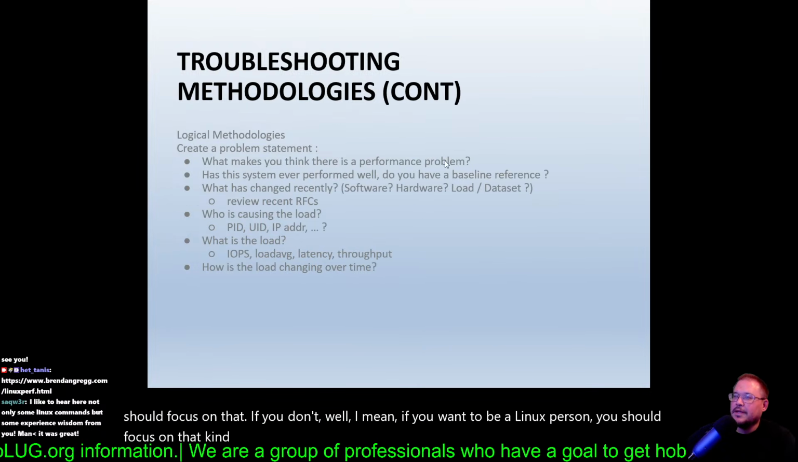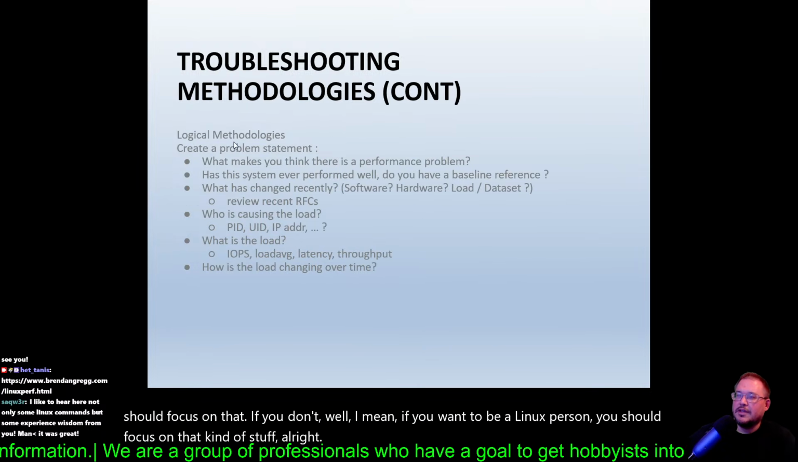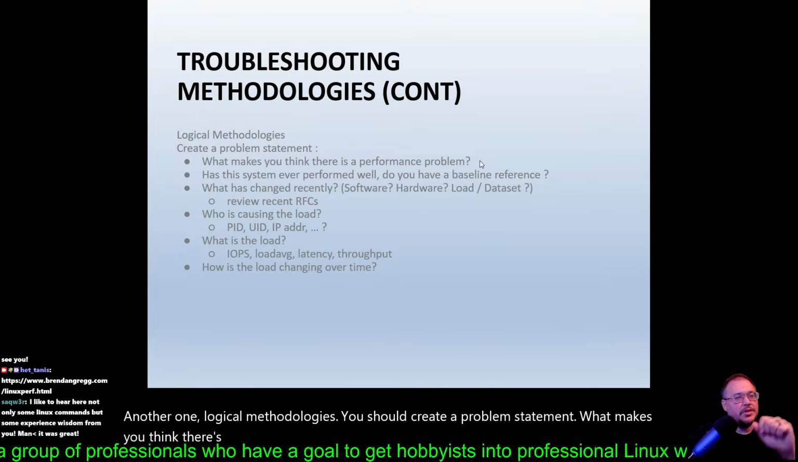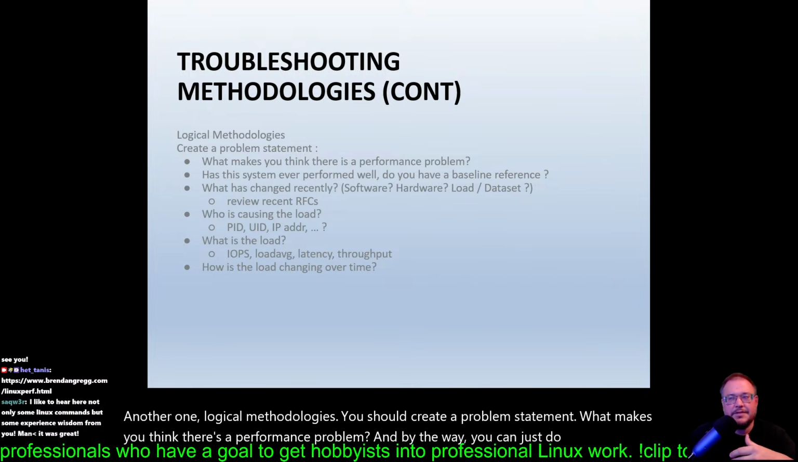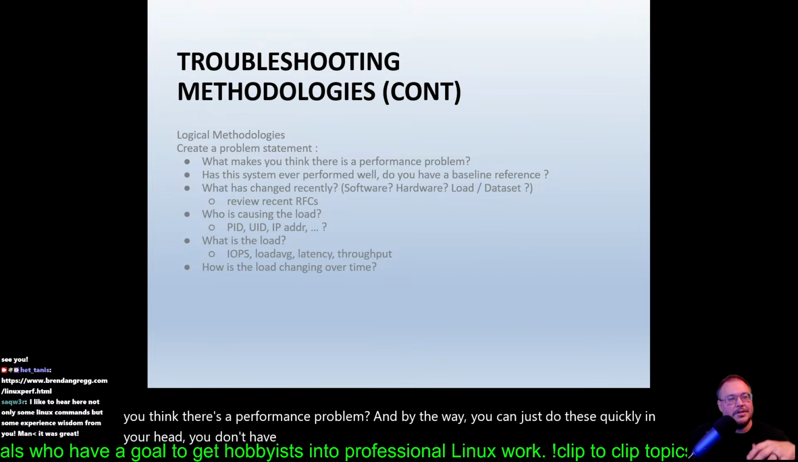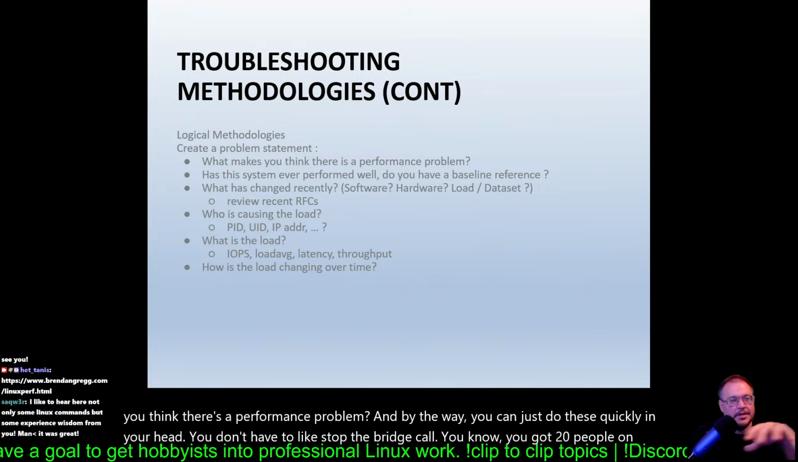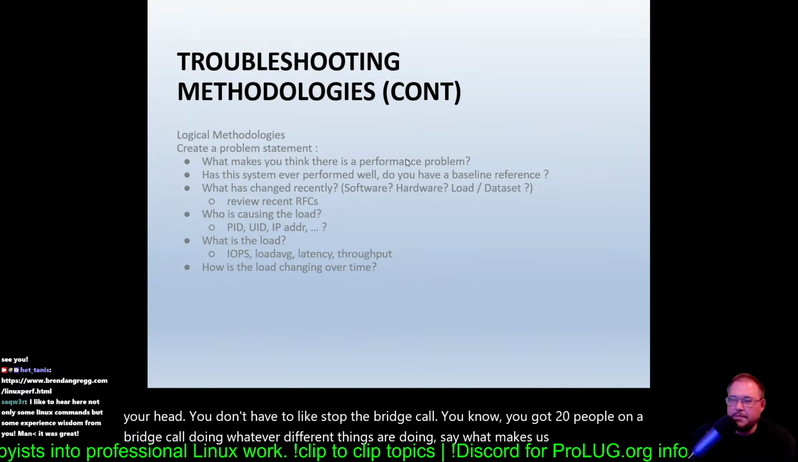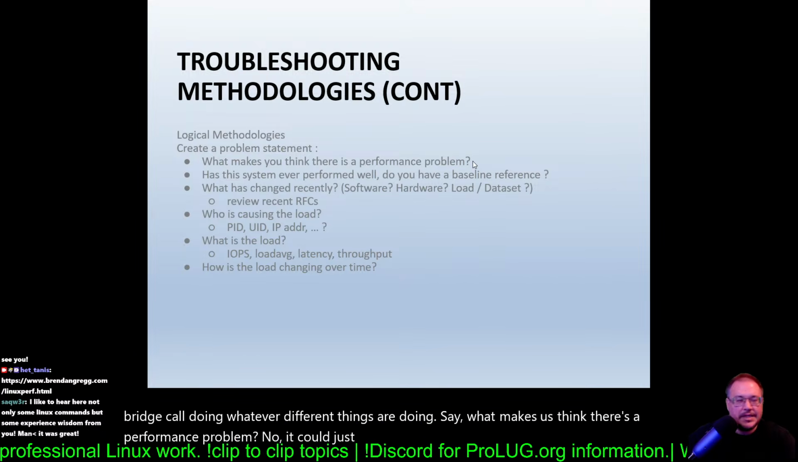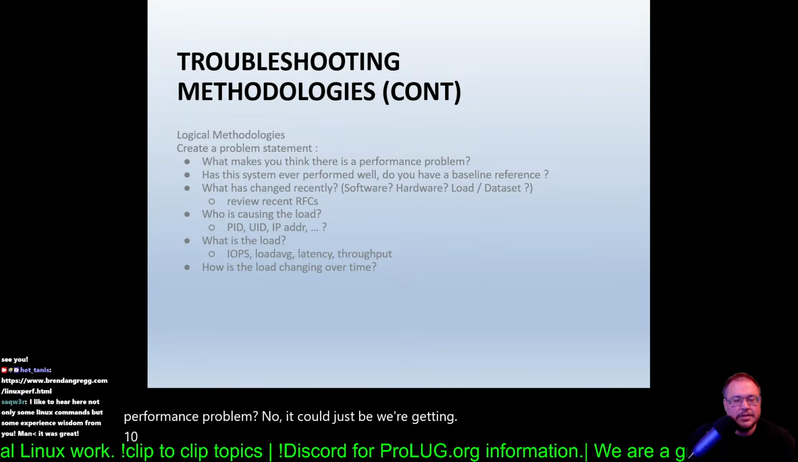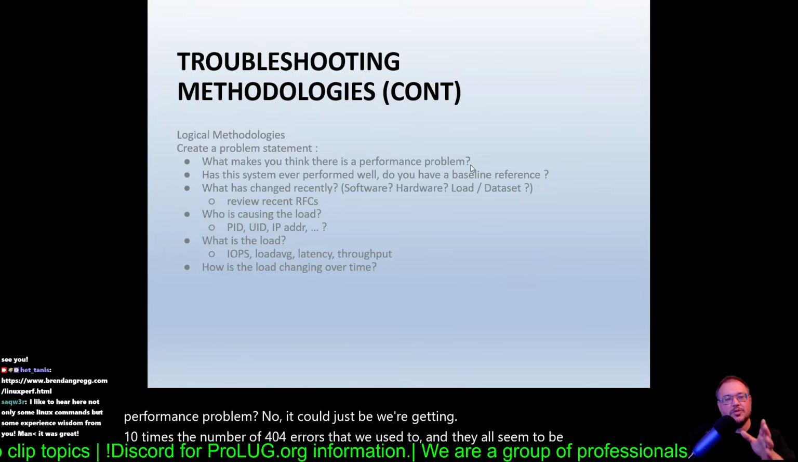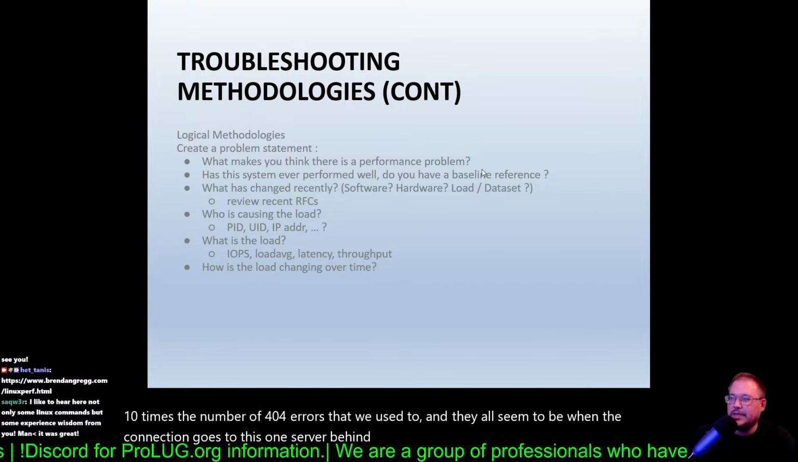All right. Another one, logical methodologies. You should create a problem statement. What makes you think there's a performance problem? And by the way, you can just do these quickly in your head. You don't have to stop the bridge call with 20 people on it doing whatever different things they're doing and say, what makes us think there's a performance problem? No, it could just be we're getting 10 times the number of 404 errors that we used to. And they all seem to be when the connection goes to this one server behind the load balancer, we need to check that server out.